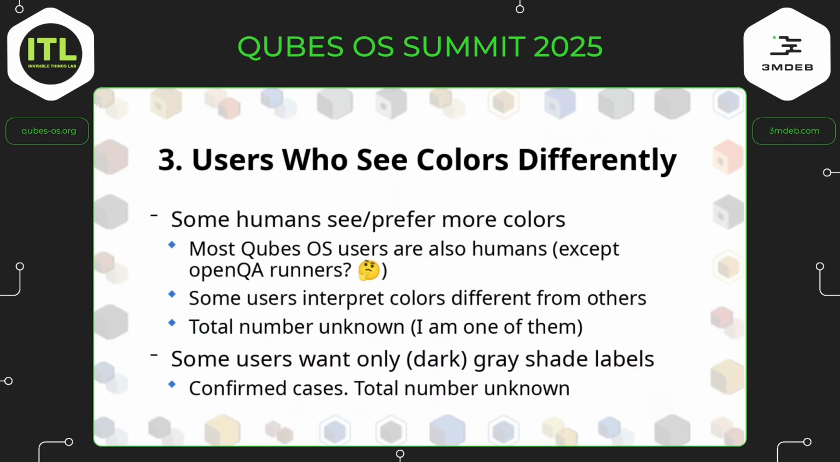Okay, next group. We have users who see more colors or see colors differently. Humans have different eyes and brains, and we interpret colors differently from each other. Some of us just found more colors. The total number of this group is also unknown. I'm one of them.